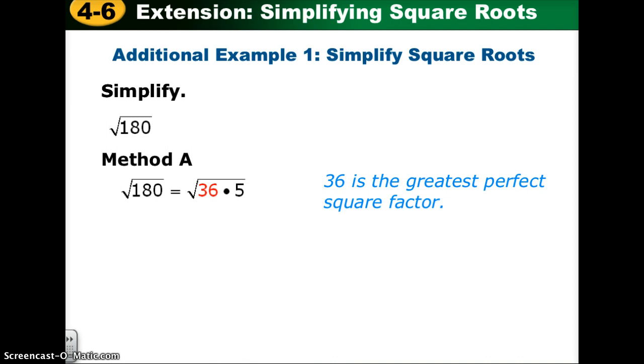So 180 can be divided by 36, so it's the same as 36 times 5. Now we break this apart. We take the square root of 36 times the square root of 5. We know that the square root of 36 is 6, so we end up with 6 square roots of 5. This is simplified form. This avoids decimals and allows us to combine terms if we're able with the same square roots.